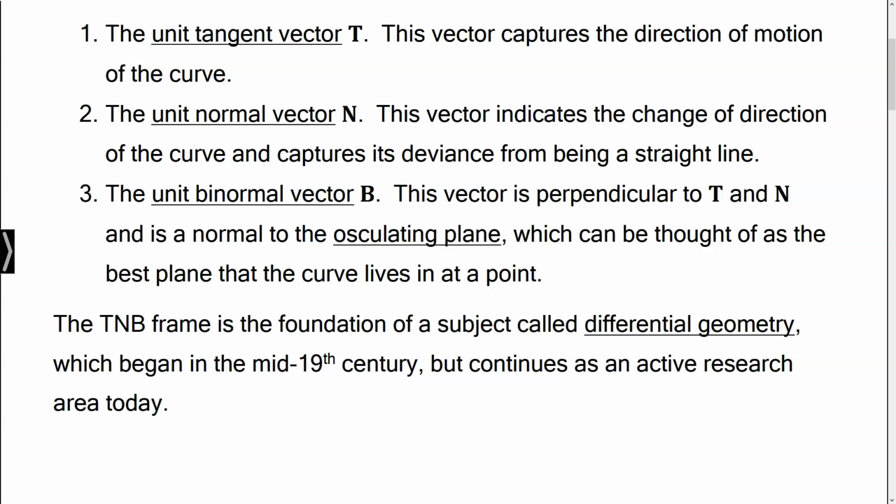So this TNB frame came about in the mid-19th century. It's really the beginning of this big subject called differential geometry, which is an enormous subject that has grown since then. It's been generalized and abstracted and made very modern all the way until the current day. It's a very active research area today. So it's an example of a branch of math that, even though it's 150 years old, has kept growing and growing to the point where people are still working on it today.